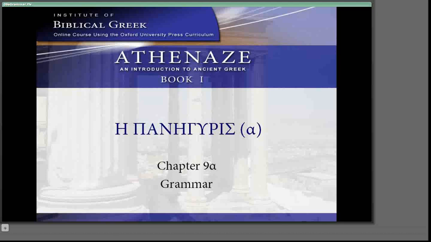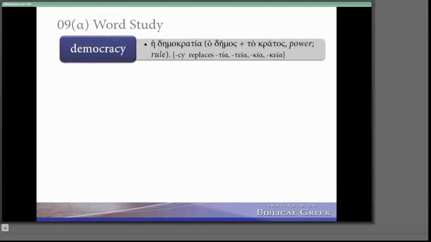Welcome to the grammar lesson for Chapter 9 Alpha, Epanegris Alpha. We begin with a word study. Democracy is our first word. It comes from e demokratia, which is formed from two parts, o demos, people, remember, and kratos, power or rule. In English, we will often replace the tia ending or kia ending with cy. Thus, e demokratia becomes democracy.